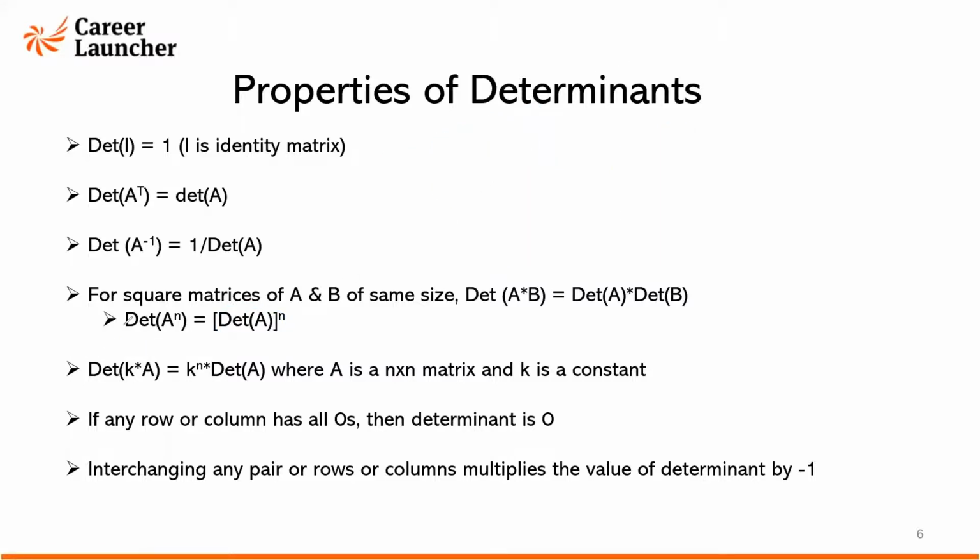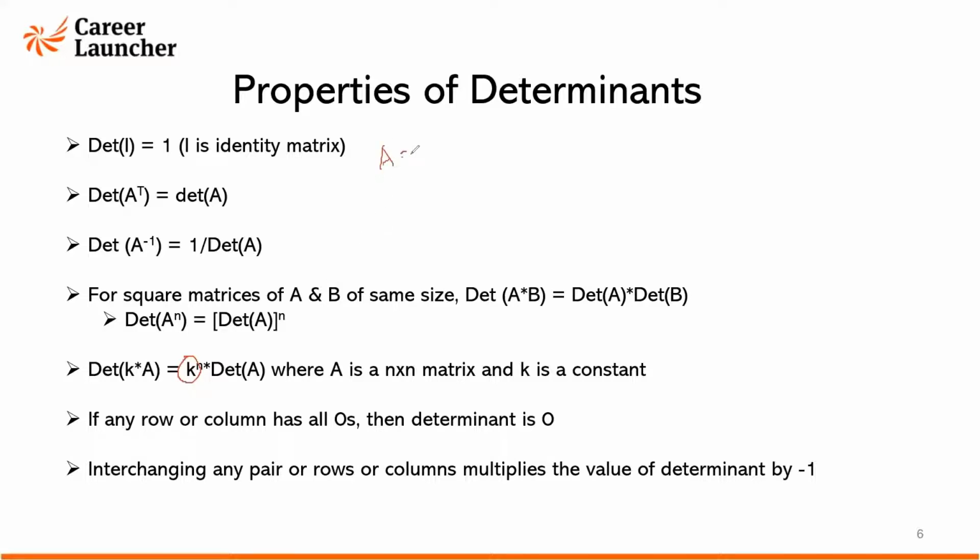The next property says determinant of K into A, where A is a matrix. Remember, K is a constant. So when you have multiplication by a constant, then you can write it as K power n into determinant of A. Now what is n here? N is the order of the matrix. Let me explain to you with an example.